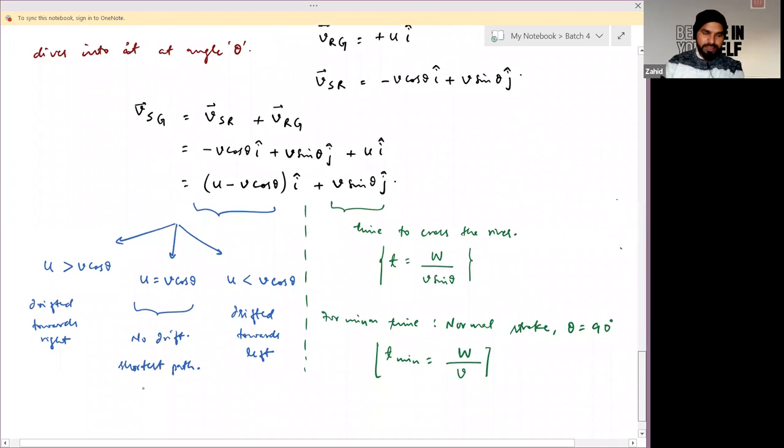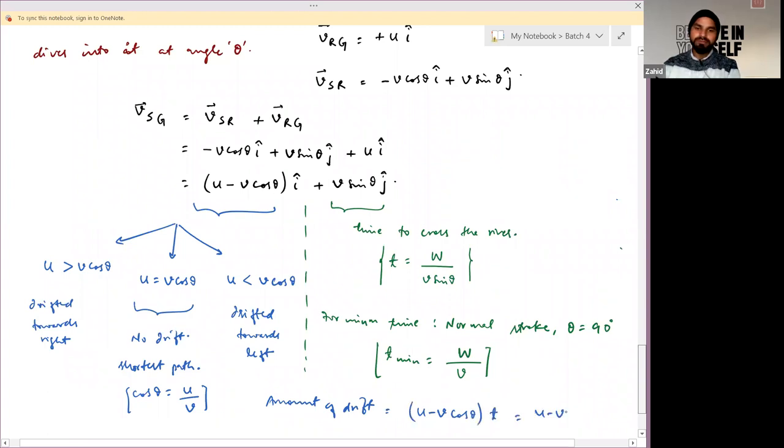If you rearrange this equation to find theta, you will get cos theta equals u divided by v. The amount of drift in either of the two cases will be speed into time. So drift is (u minus v cos theta) into time, which equals w divided by v sin theta.